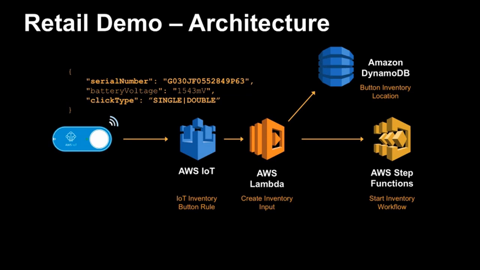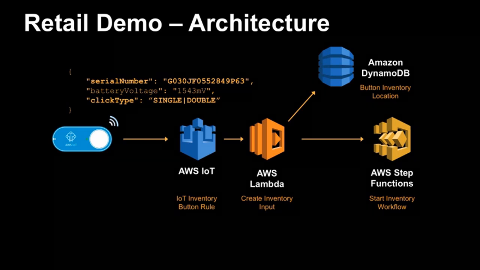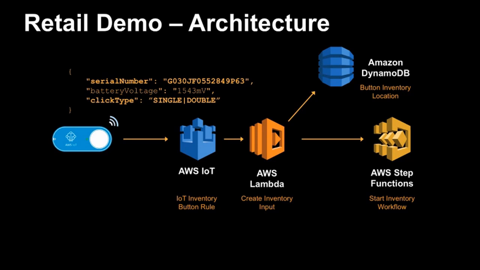Which inventory are you looking for? Which article of clothing do you want to restock? And then also, should it look for it in the current store, or should it look for it in a remote store? So I'm going to hop into the console now. We'll walk through all of the different components and actually show the button in action.